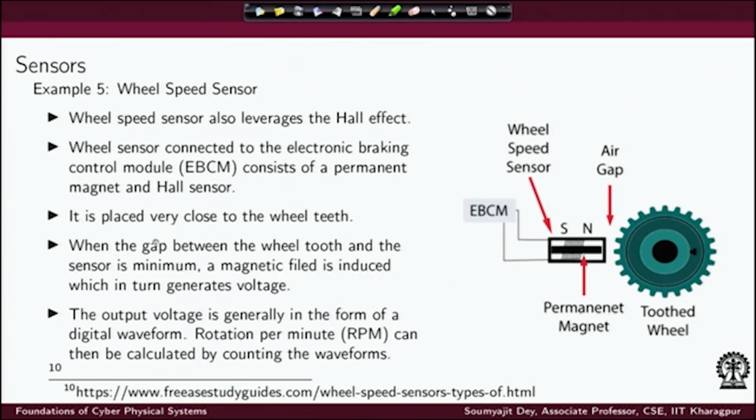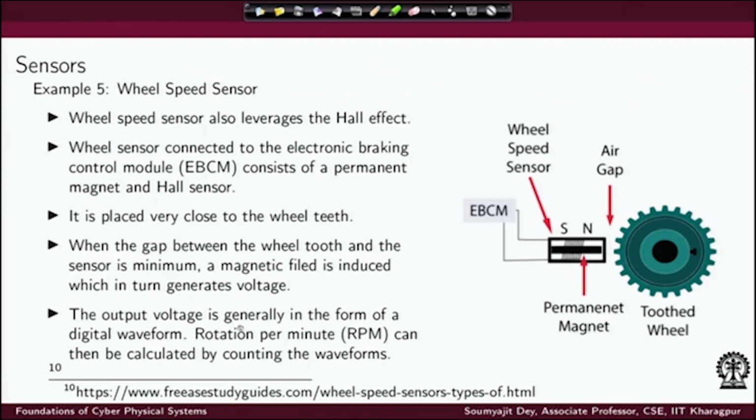Now when the gap between the wheel tooth and sensor is minimum, a magnetic field is induced, which in turn will generate a voltage, right, because it is going to come near to the magnet and go far, it is going to come again near to the magnet and go far. Whenever the tooth is facing this magnet, that means this plate is near to the magnet, right. So there will be a Hall effect voltage that will be created, and then again it will disappear when this tooth goes far away, and another tooth will come, and again the voltage will appear, right.